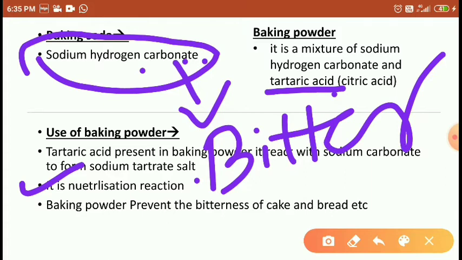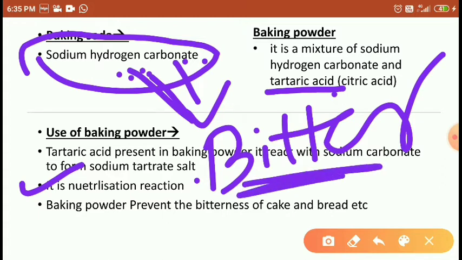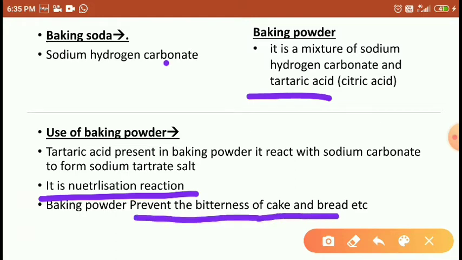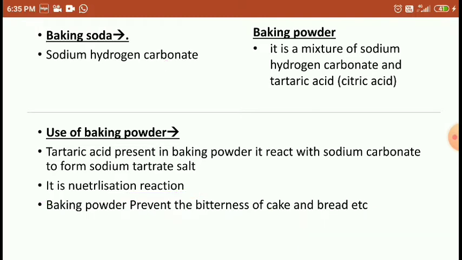So base always has a bitter taste. We have already discussed that a base has a bitter taste. So for neutralizing this bitter taste, we are adding this tartaric acid mixture. This tartaric acid neutralizes the sodium hydrogen carbonate, and the cakes and breads become sweet in taste, right students? So baking powder prevents the bitterness of the cake and bread, etc., right students?